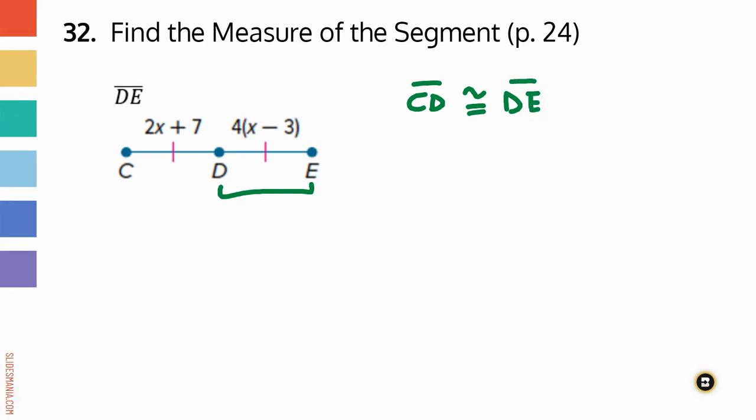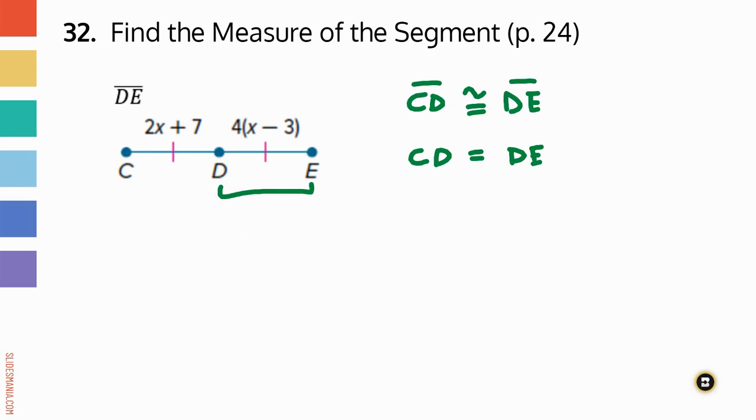And that means they have to be the same measure. So if they are the same measure, then we can set them equal to each other. So we can say that CD, the measure of CD, is equal to the measure of DE. And you notice I did not use my segment marks over CD and DE. That is because whenever I'm talking about the segments, that means that they're congruent. But if I'm talking about their measures, then they're equal.